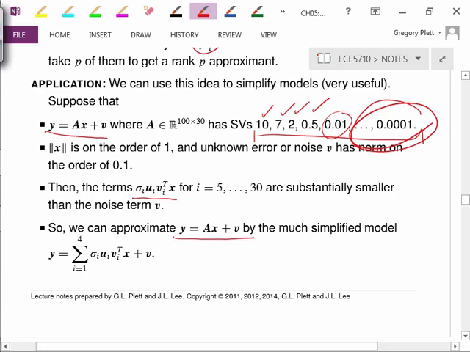So we can approximate y equals Ax plus v by this simplified model, where y is the sum for i equals 1 to 4 of these terms, all times x, so all of this multiplies x, plus v. The structure of this matrix is simpler. I think that is clear.